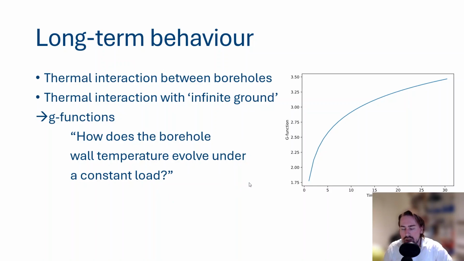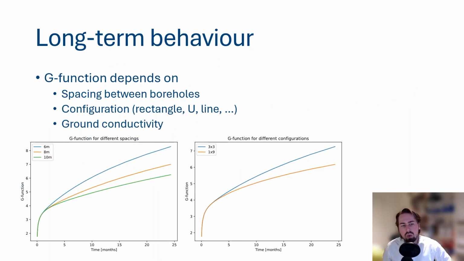Now, how can we influence this G function? The G function depends on a couple of parameters. First of all, the spacing between the boreholes. If we have a borefield where the boreholes are separated 6, 8 or 10 meters, this will have an influence on how this G function behaves in the long term. And this you can see on the figure on the left. So as you can see, the line where the boreholes are separated 10 meters is the lowest.